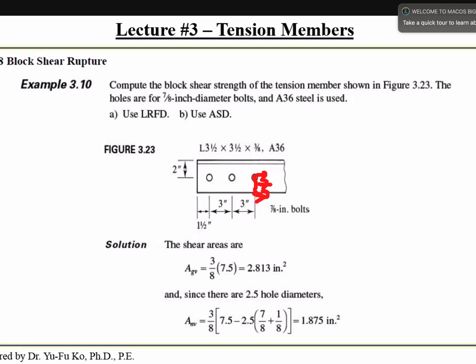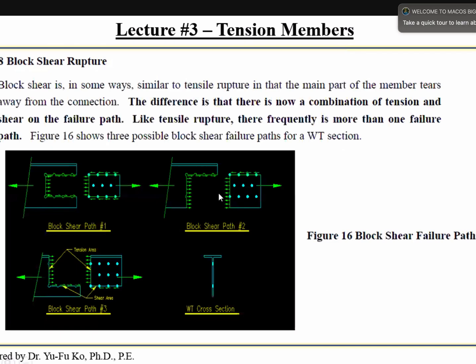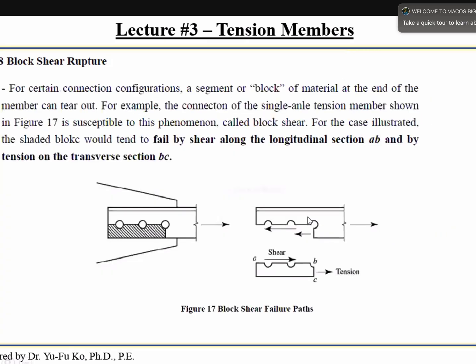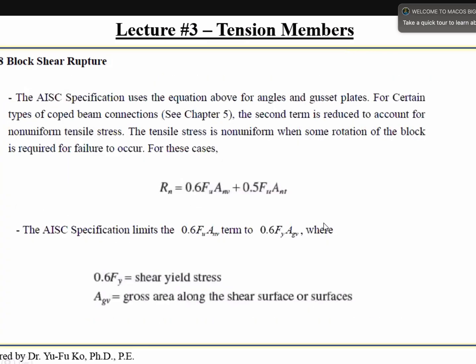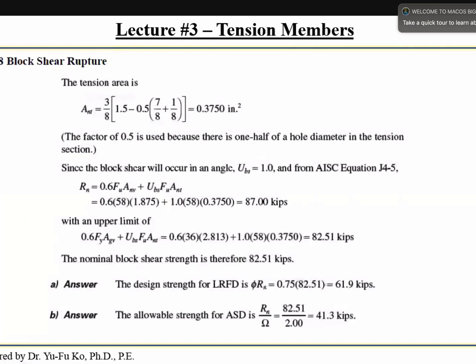So here, this is the same as this one. Did you see this? This is what I mean by uniform, because all the stresses are constant. When this is not constant, meaning it's not uniform, then U sub S is equal to 0.5. Okay? Any other questions? No? No, sir. All right.